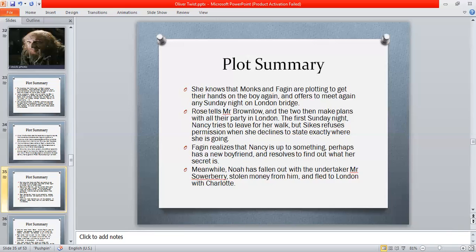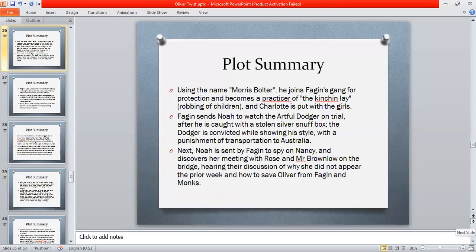Meanwhile, at the same time, Noah has fallen out with the undertaker, Mr. Sowerberry, stolen money from him, and fled to London with Charlotte. Using the name Maurice Bolter, he joins Fagin's gang for protection and becomes a practicer of the kitchen lay, or robbing of children. And Charlotte is put with the girls.